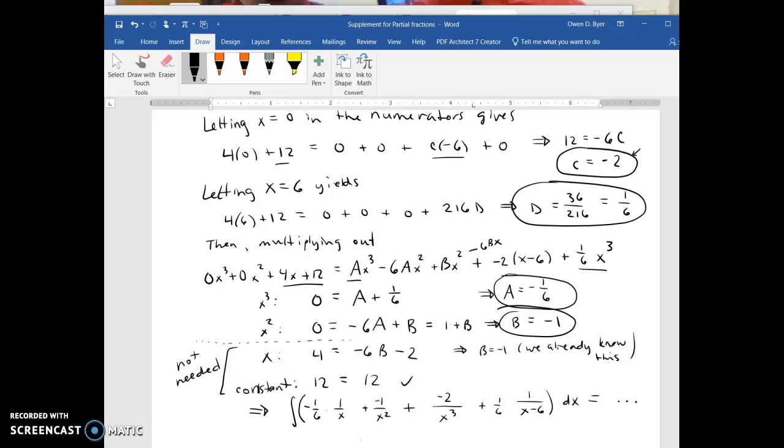Similarly, there were no x squared terms, so we put a 0 here, and when we get the coefficient over here, it was negative 6a plus b. We knew a was negative 1/6, so that gives us that b equals negative 1. And now we have all 4, c, d, a, and b. I did go ahead and double check the constant term and the linear term, and we just got identities. 4 equals 4, and 12 equals 12. That just confirmed that we had been correct. We already knew that b was negative 1. Okay. Then you could write that out. And here's the integral. I didn't bother finishing evaluating it.